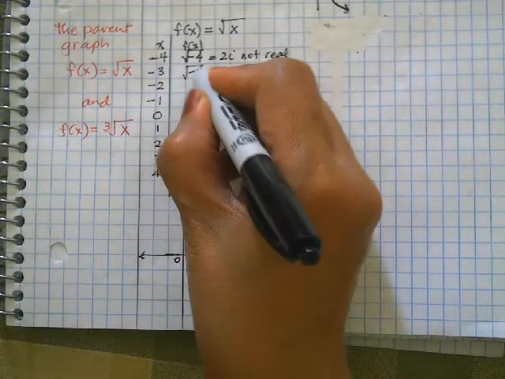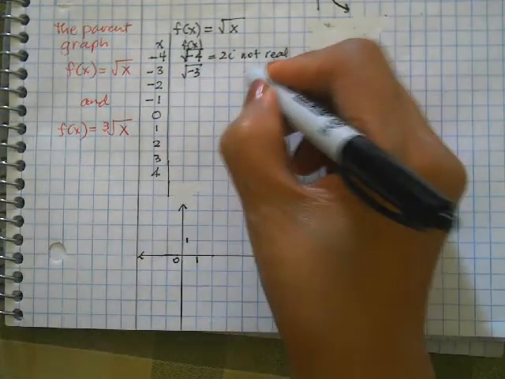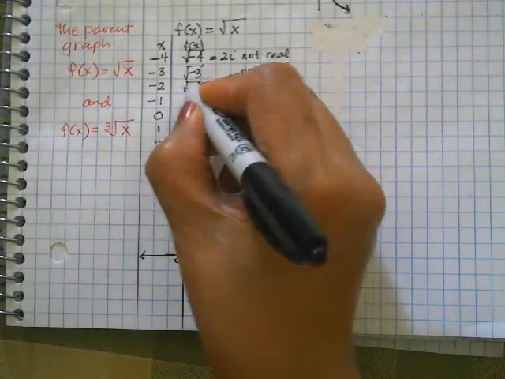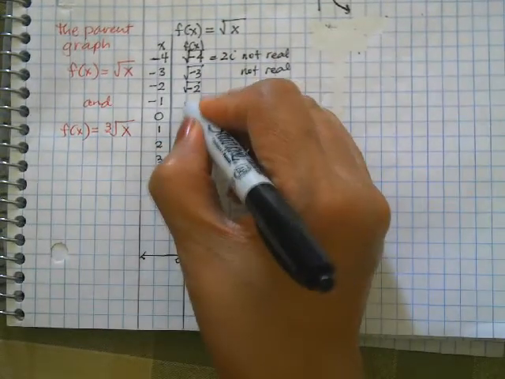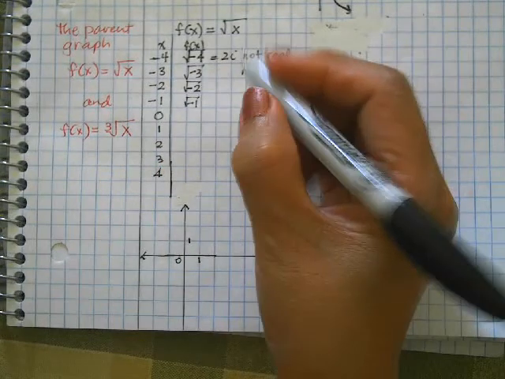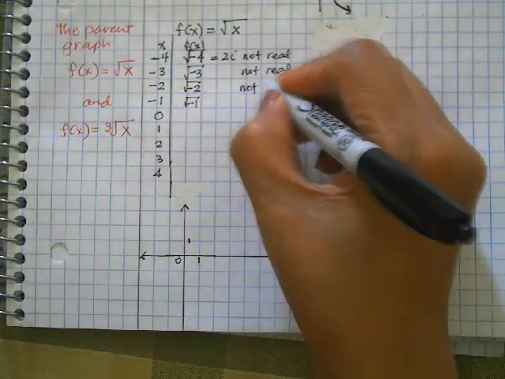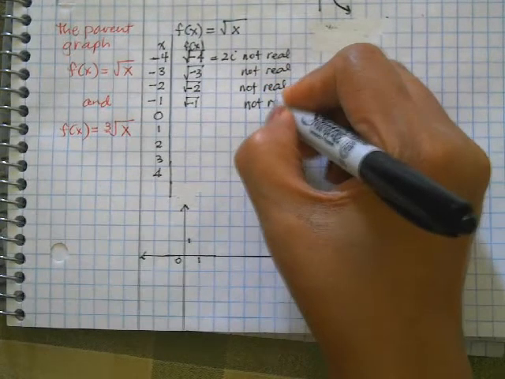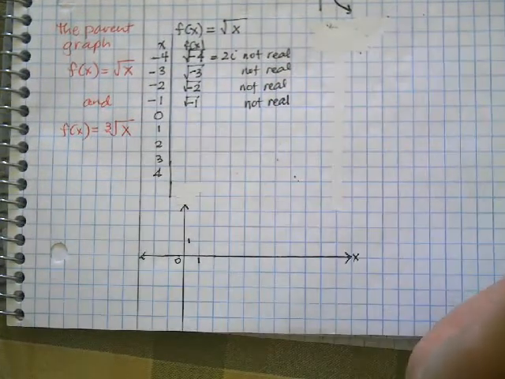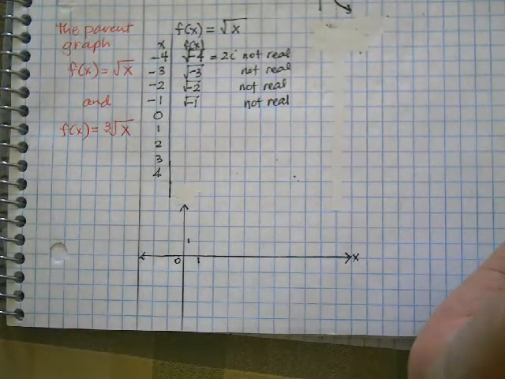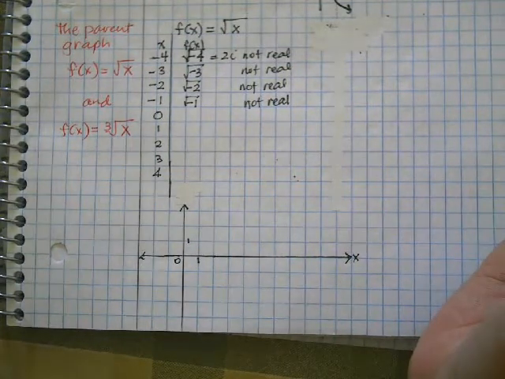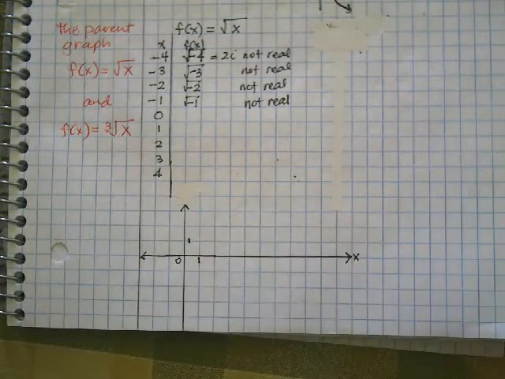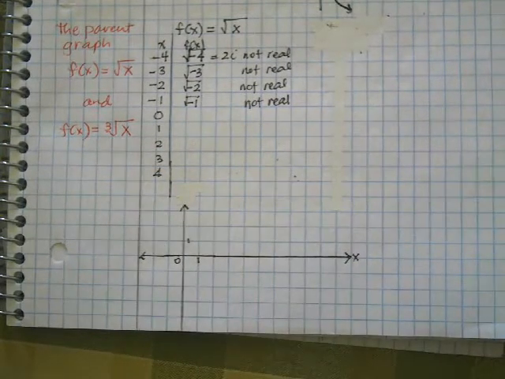Square root of -3, neither. That's not real also. Square root of -2, not real. Square root of -1 is i, not real. So we still cannot graph. Maybe you could already see that these are not part of the domain. We cannot have a graph on the left side here. We can only start from 0 to positive infinity.